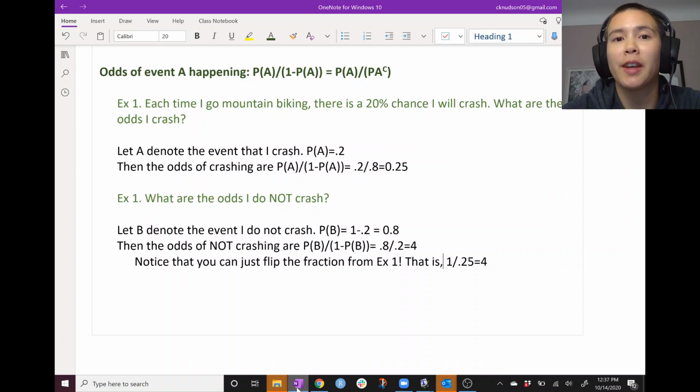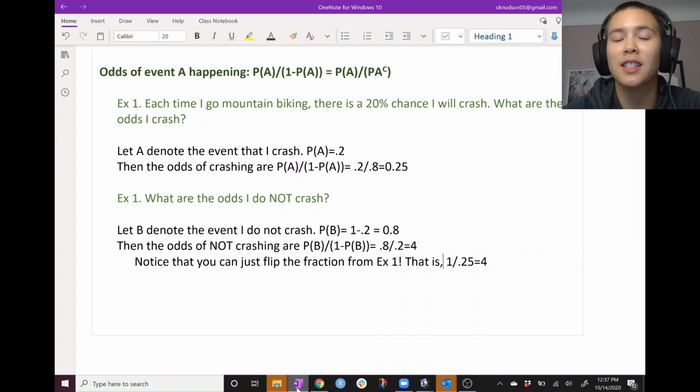So the odds of event A happening are simply the probability that A happens divided by the probability that A does not happen. So in other words, the odds of A happening are the probability that A happens divided by 1 minus the probability that A happens.